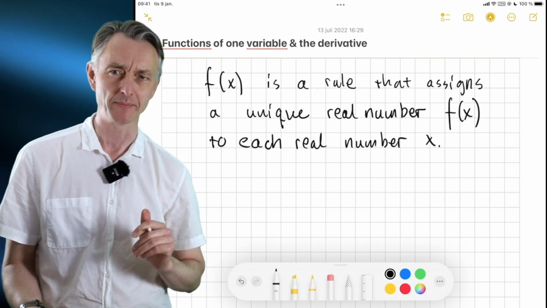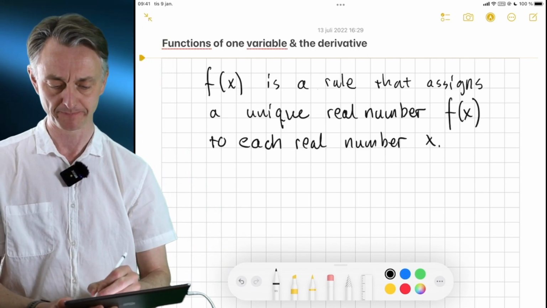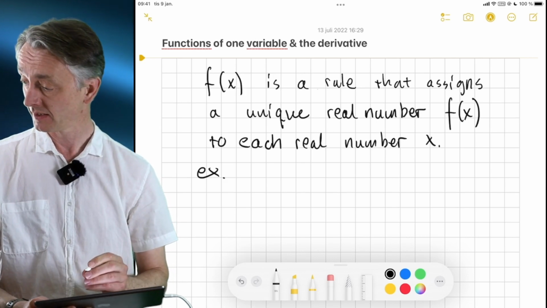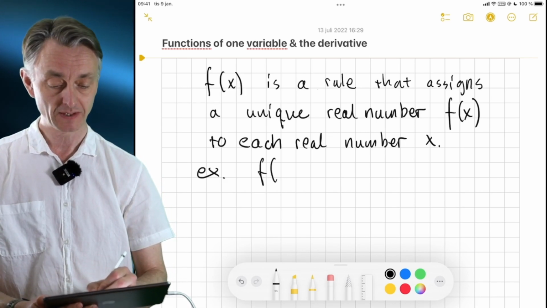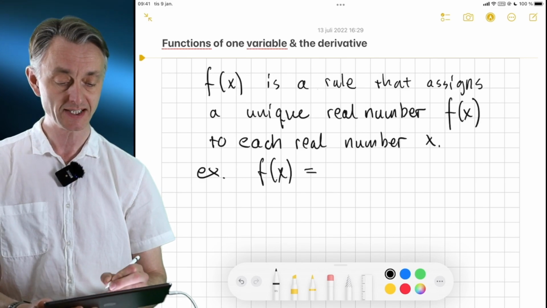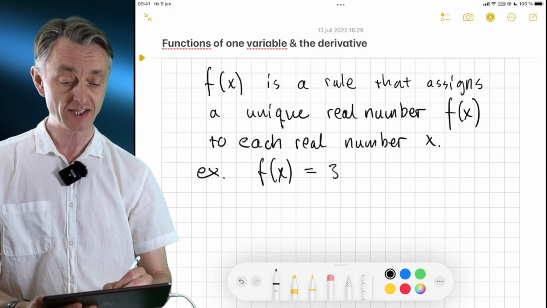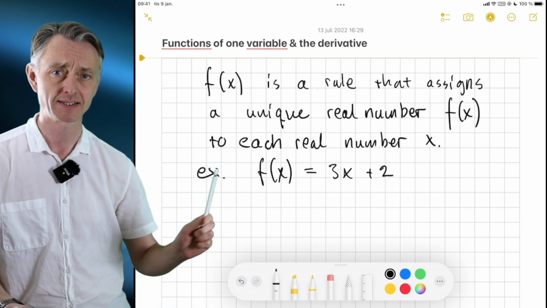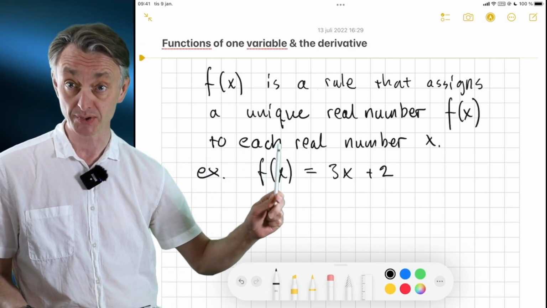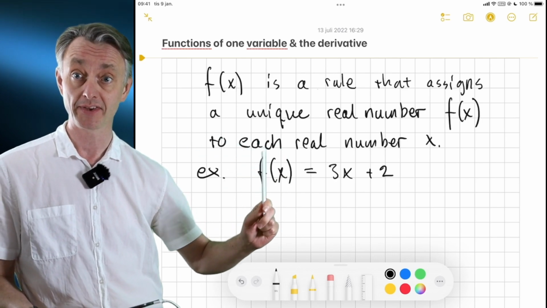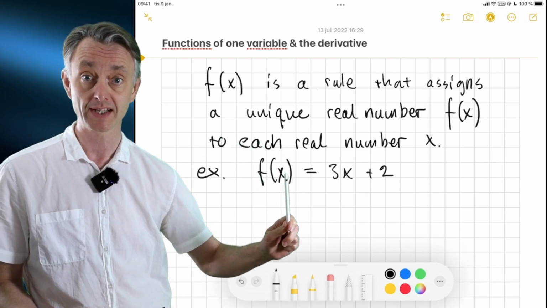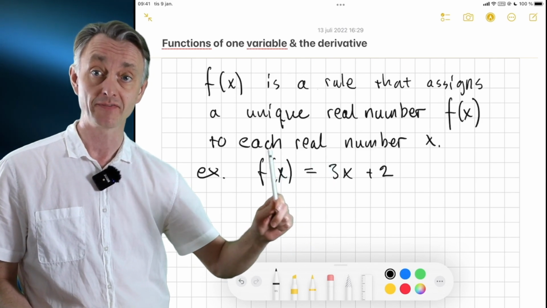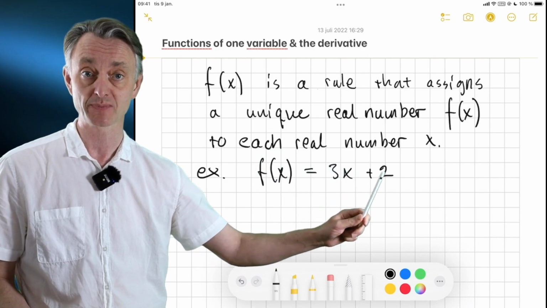Okay, so what does that really mean? Let me give you a few examples. Okay, consider this function. f of x is equal to 3 times x plus 2. So here you can see that, okay, this is a function, that is a rule that tells us a value of this function for any given value of x. And the rule is, okay, the value is 3 times x plus 2.